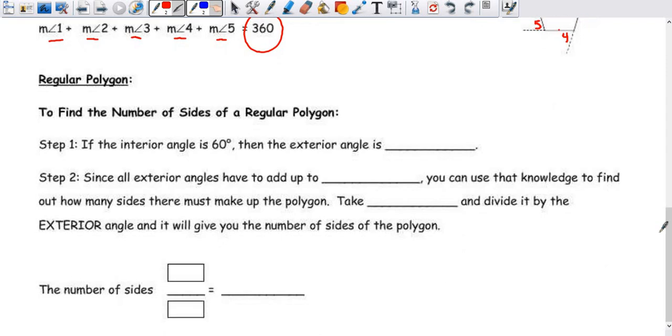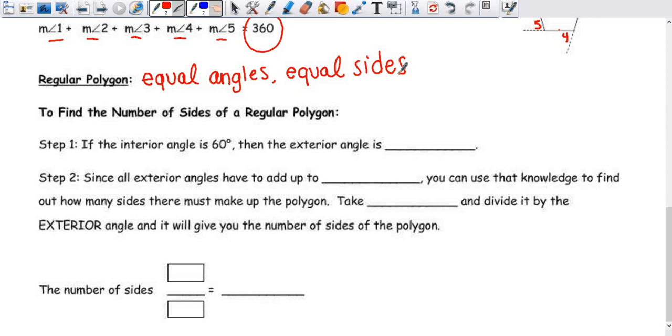So then a regular polygon, we have to define that term. A regular polygon has equal angles and equal sides, okay? So, and that's important because if we are finding like an interior angle or how many sides of our regular polygon, then we can use this. All right, so if you see this word regular polygon, that's when you can use what we're about to do. So we're going to find the number of sides of a regular polygon.